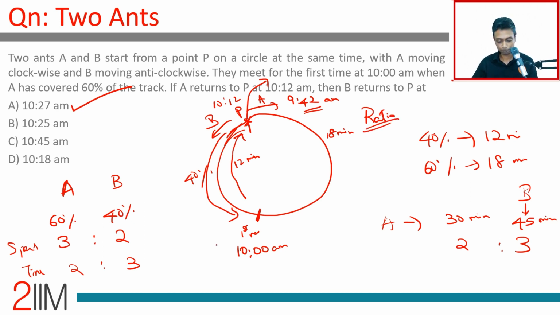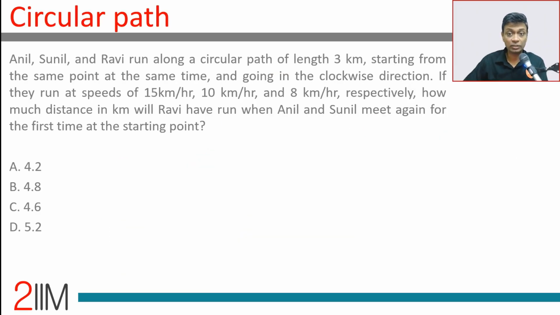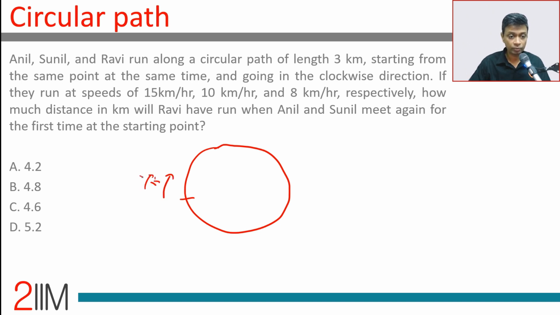Nothing else is required. Anil, Sunil and Ravi run along a circular path of length 3 kilometers, starting from the same point at the same time and going in the clockwise direction. They run at speeds of 15 kilometers per hour, 10 kilometers per hour and 8 kilometers per hour respectively. The track is 3 kilometers.